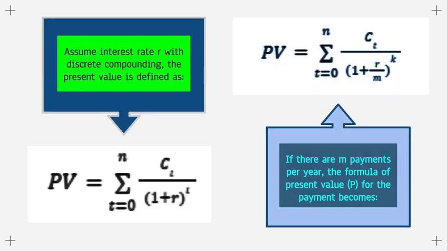Assume an interest rate R with discrete compounding applied at each time period. The present value PV of this cash flow stream is shown in the first formula on this slide. The term discounted reflects the fact that the value of $1 in the future is less than now, and each cash flow is multiplied by a discount factor that is smaller for more distant periods. Adjusting for more frequent payments, if there are m payments per year, the formula is as in the second formula on these slides.